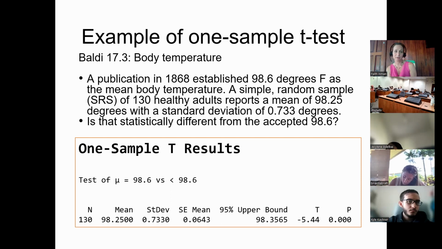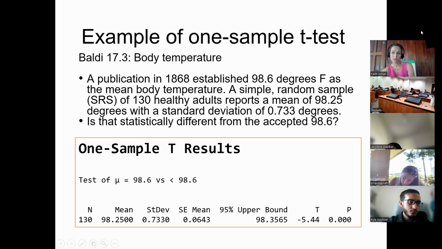Now, a simple random sample, sometimes you'll see this as SRS, of 130 healthy adults were measured, and they got a mean of 98.25 with a standard deviation of 0.733 degrees. That's a little different. Is that statistically significantly different? Is that really different, in other words, or could you have gotten that just by chance? This random sample of 130 adults is just a little bit different, but it's within a range that we would accept as being close enough, right?